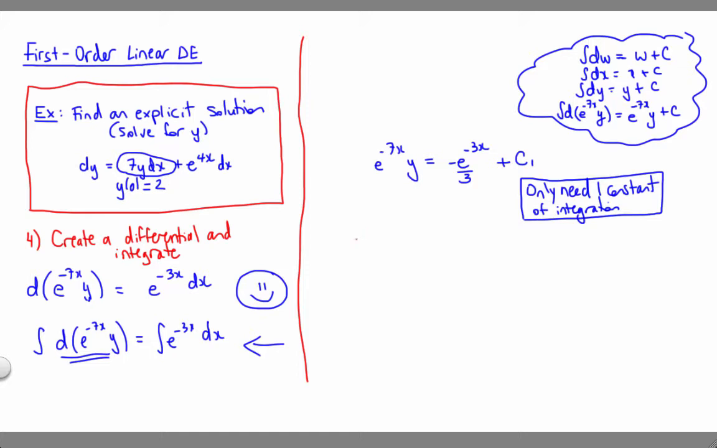So that is the calculus part of the problem done. We've got 2 more steps to go, but they're both algebra steps. So step 5, we are going to solve for y. Remember that we want an explicit solution at the end of the problem, so we want to have y equals something or other as our final answer.